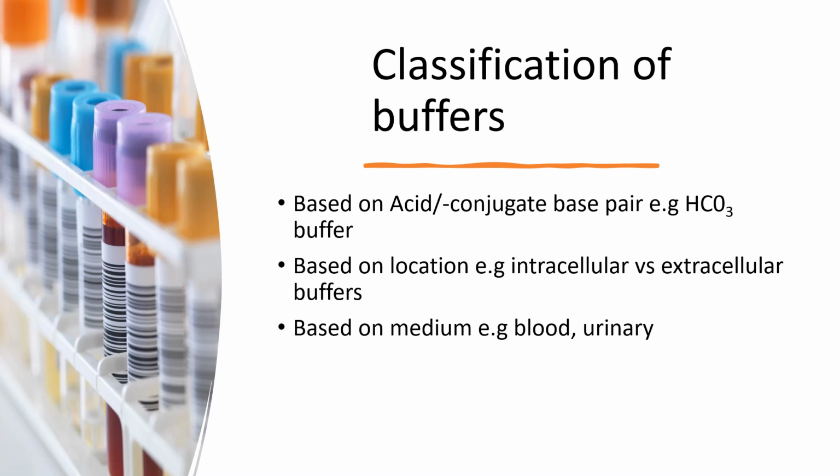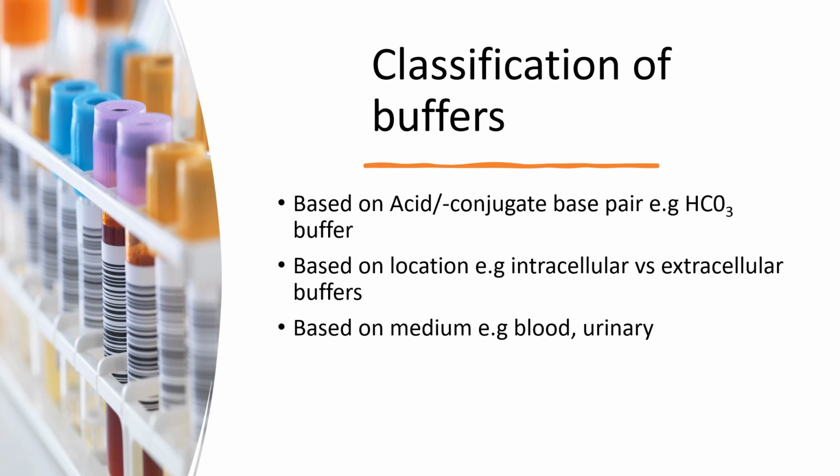Now, to talk about classification of buffer systems, there are several ways by which buffer systems can be classified. We can classify them based on the acid conjugate base pair, for example, the bicarbonate base pair, or the phosphate base pair, or the ammonia and ammonium conjugate base pair. That will be one type of classification of a buffer system.